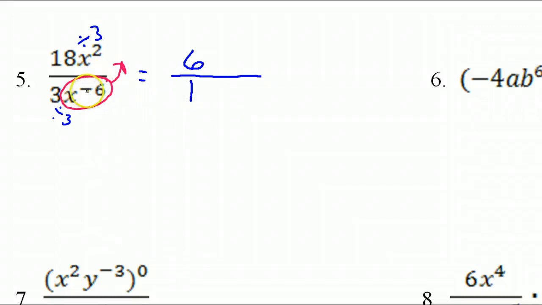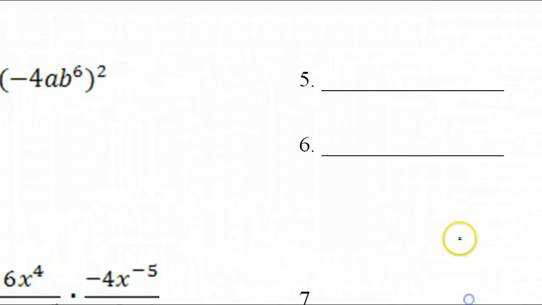Now this x squared is not going anywhere, so there's my x squared. This x to the negative 6th power moves up and becomes x to the positive 6th power. Since there's nothing down here in the bottom, I really don't need this 1 anymore. So I'm just going to have 6x to the 8th power as my final answer. That's number 5. So 6x to the 8th power.